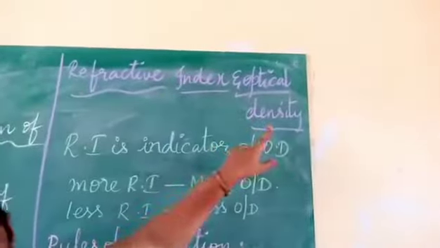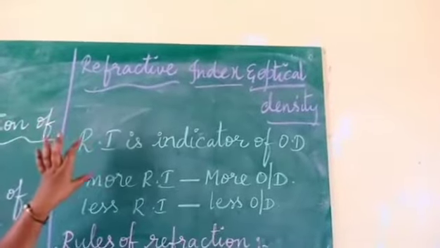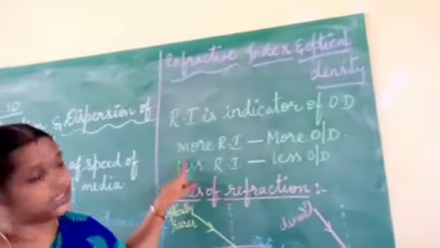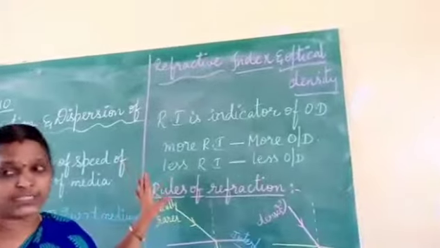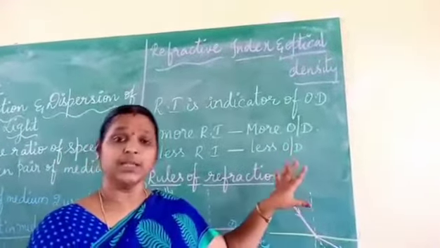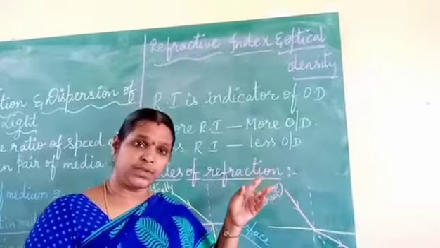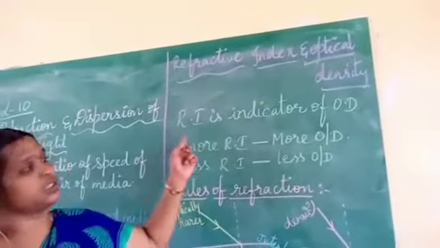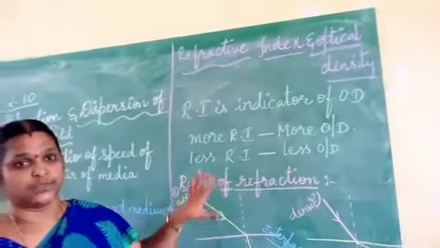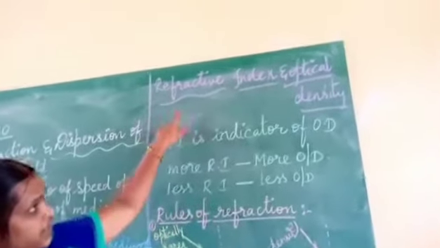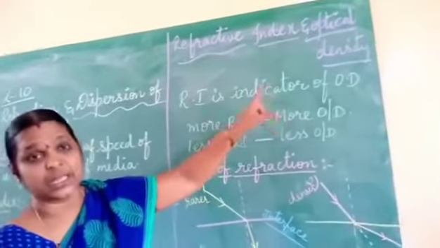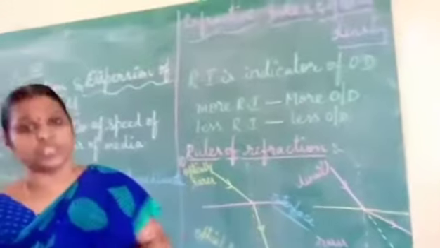Now coming to the relationship between refractive index and optical density. Refractive index is an indicator of its optical density. It means the higher the refractive index, the higher the optical density. The lesser the refractive index, the lesser the optical density. Yesterday we discussed that speed of light is an indicator of optical density. In the same way, refractive index is also an indicator of its optical density. In other words, refractive index and optical density are directly proportional to each other.